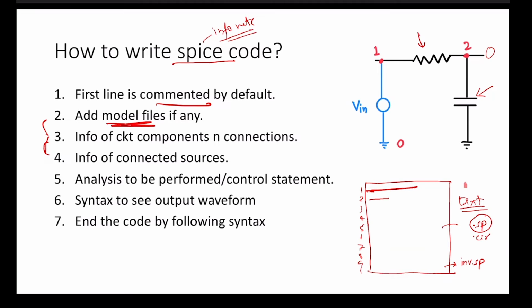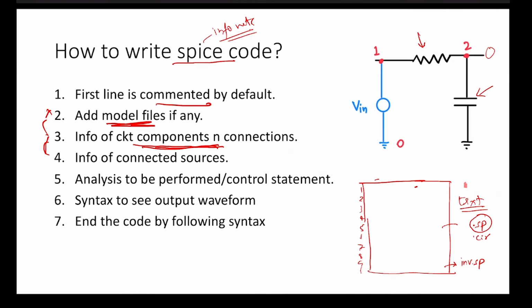But if you take this example, the model file is not required. A model file is required when you are using MOS, diode, or these kinds of things, something from the process design kit. If it is not there, leave it. Third is component information. Now from here, your code starts. So I want to write the code.